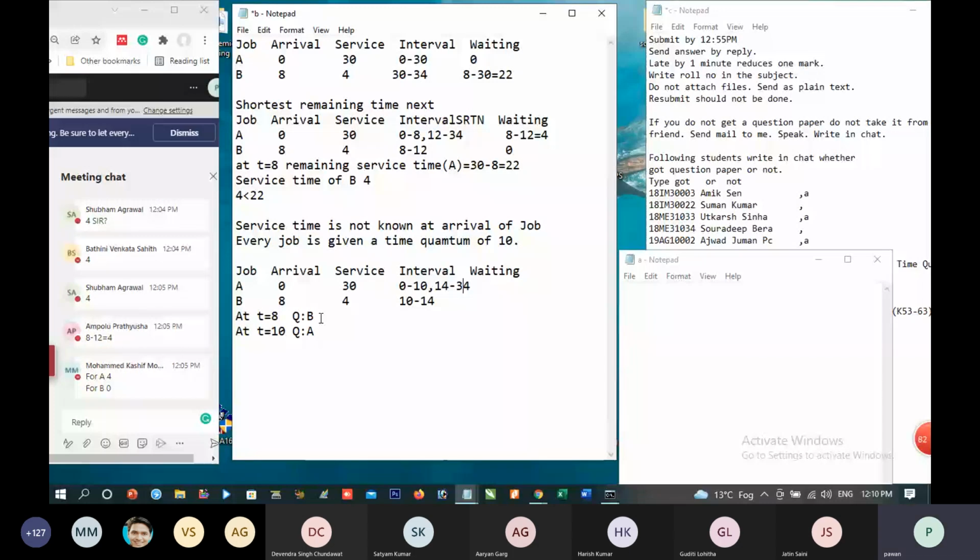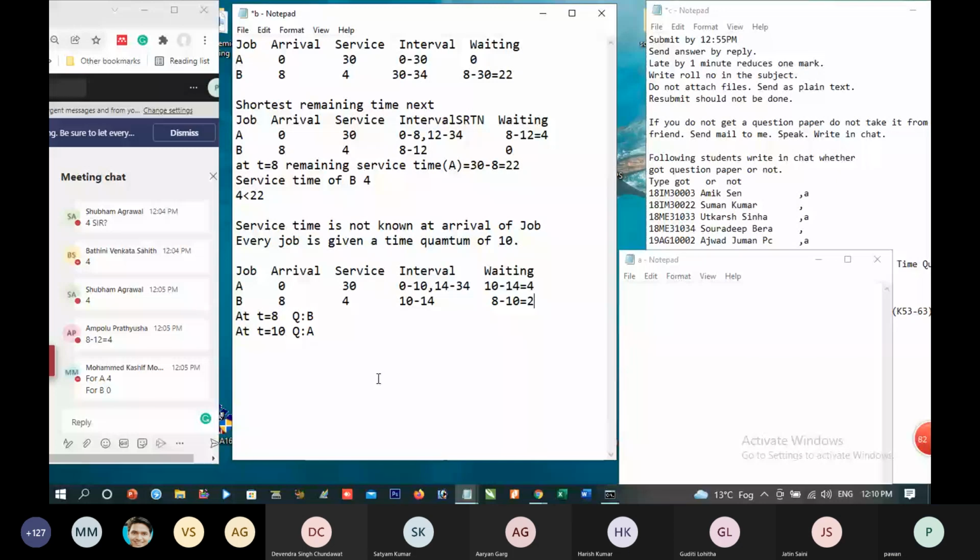What is the waiting time of job A? Job A was waiting from 10 to 14. So it was waiting for 4 unit time, and job B was waiting from 8 to 10. From 8 to 10, it was waiting for 2 unit time. Is it correct? And we have seen this queue. Okay, fine.